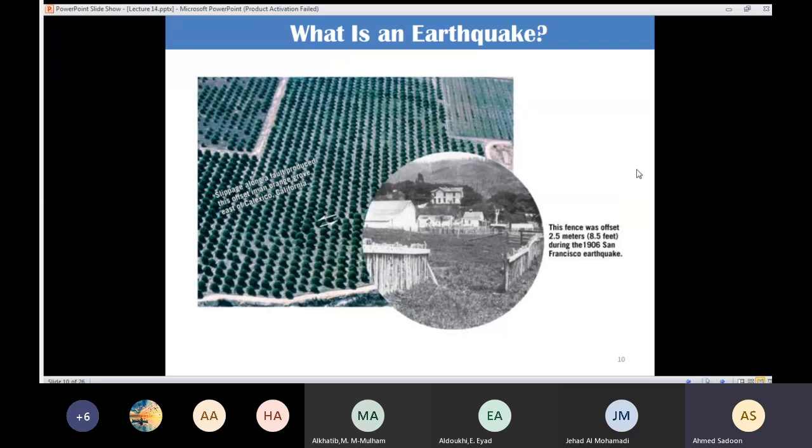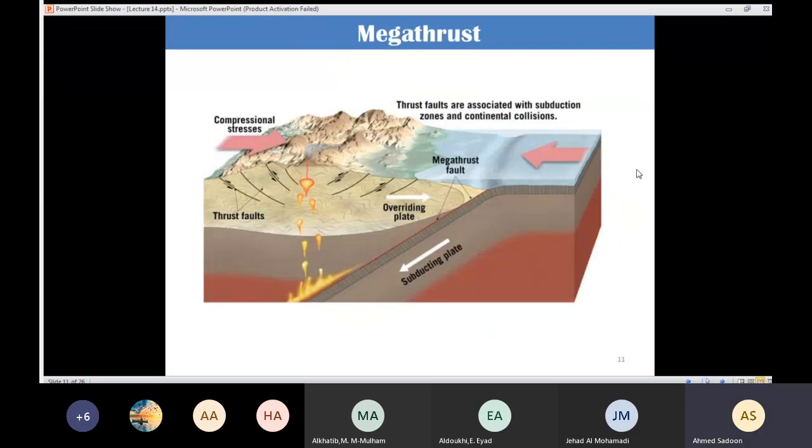And here we have the Megathrust fault. It says that the Megathrust fault is one of the most powerful earthquakes, and it will take place at the subducting plate. We already discussed this one before. So in that region here, we are going to witness a powerful earthquake because we are going to have a Megathrust fault. Also in these places, we are going to witness thrust faults.